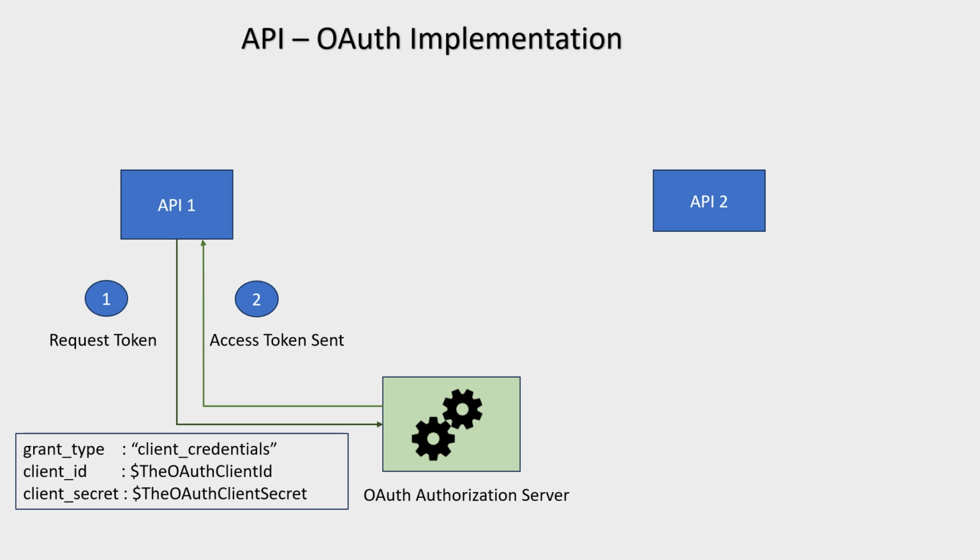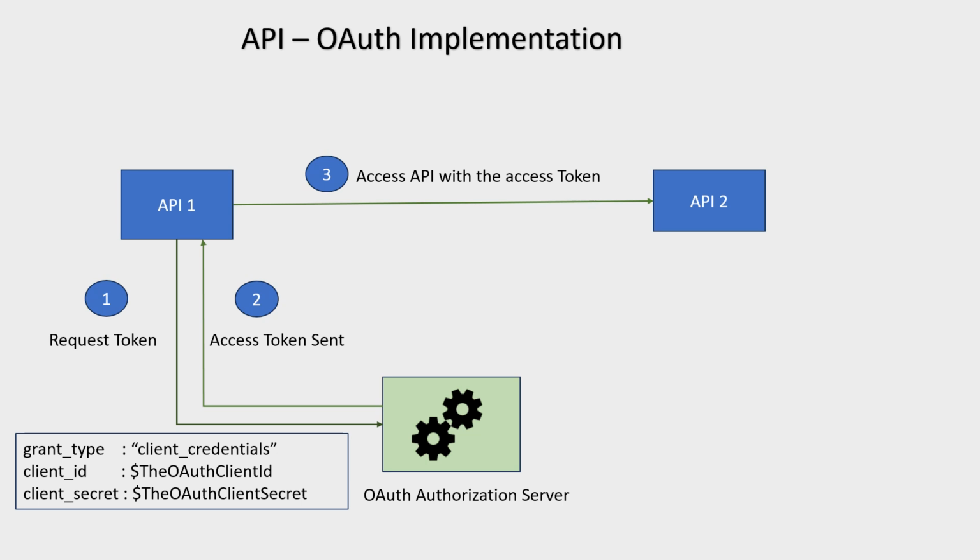Now API 1 is going to add this token as part of its headers and present this token to API 2 in order to authorize itself. So now API 2 will receive the access token of API 1. But how can API 2 believe that this token is valid? API 2 has the option to validate this token with the OAuth server, because there is a server which has given this token to API 1.